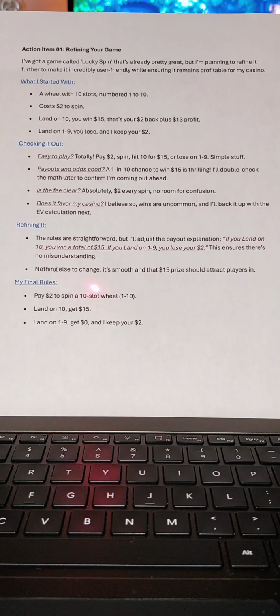Refining it. The rules are straightforward, but I'll adjust the payout explanation. If you land on 10, you win a total of $15. If you land on 1 to 9, you lose your $2. This ensures there is no misunderstanding. Nothing else to change. It's smooth, and that $15 prize should attract players in.